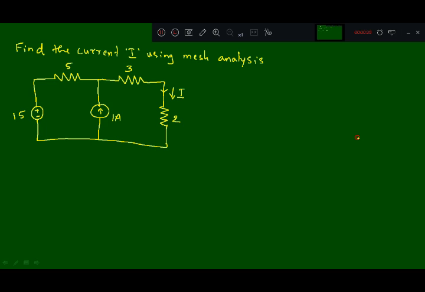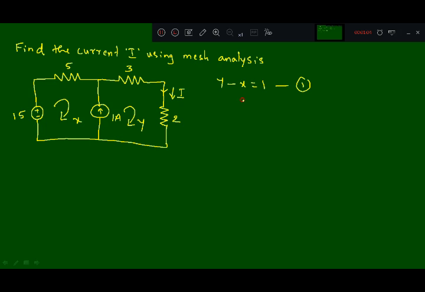Here first we will denote our loop currents. This is X, this is Y. Then we have a current source in between two loops, so this we can assume as a super mesh. So the first equation we will get is Y minus X is equal to 1. This is equation number 1.